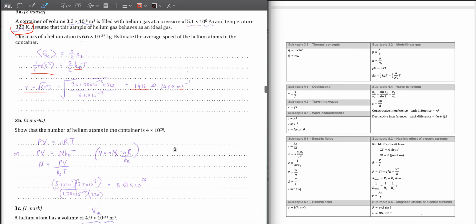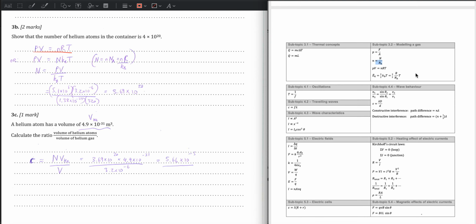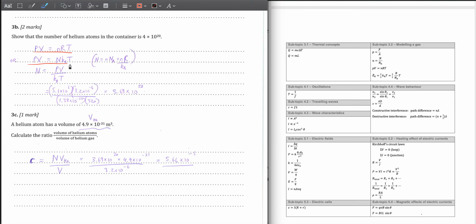Okay, we then want to show that the number of helium atoms in the container is 4 times 10 to the 20. Now there's a few different ways you could do this. You could start with PV equals nRT. We know P and V, we know R and T, and we're going to calculate n. And then use the fact that n is the ratio of the number N to NA, which is Avogadro's constant. Equally, you can use another version of the equation, which is PV equals NkT. This comes from the fact that N, the number of molecules, is simply the number of moles times the molecules in each mole, and therefore we've also got a relationship between R and kB.